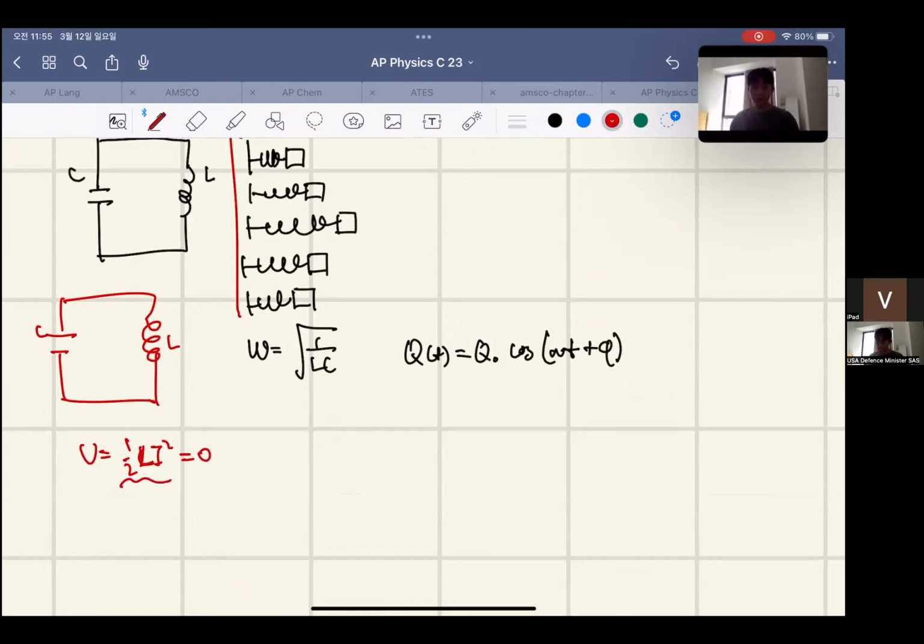Now, one thing interesting is that, similar to C in a capacitor, L in an inductor is a physical trait. It does not change depending on the amount of current or the amount of voltage across the inductor, but it only depends on how the inductor physically looks.